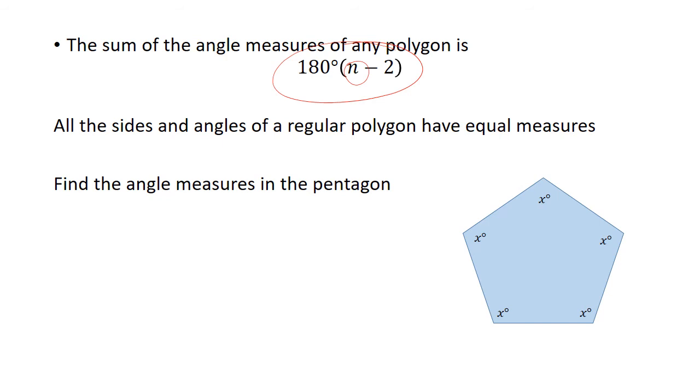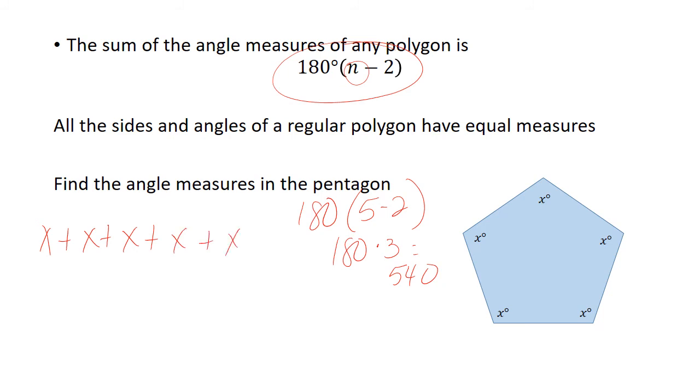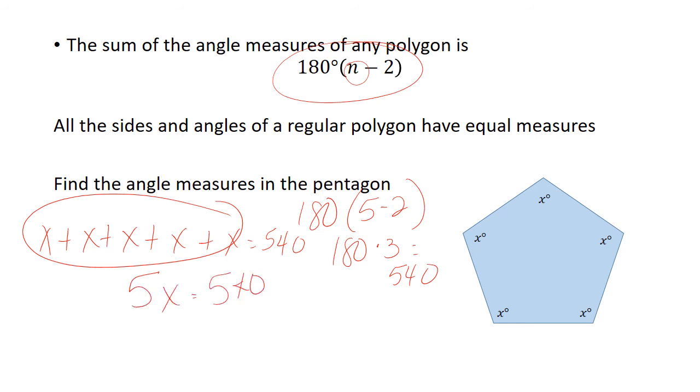Now, if they all have the same measure, let's first find out what the sum of our angles would be. So we would do 180 times (5 minus 2), so 180 times 3, which is 540. So we have x plus x plus x plus x plus x equals 540. An easier way of writing that would be 5x equals 540. Get our x all alone by dividing by 5. And we have x equals 108 degrees. So each of these angles is 108 degrees.